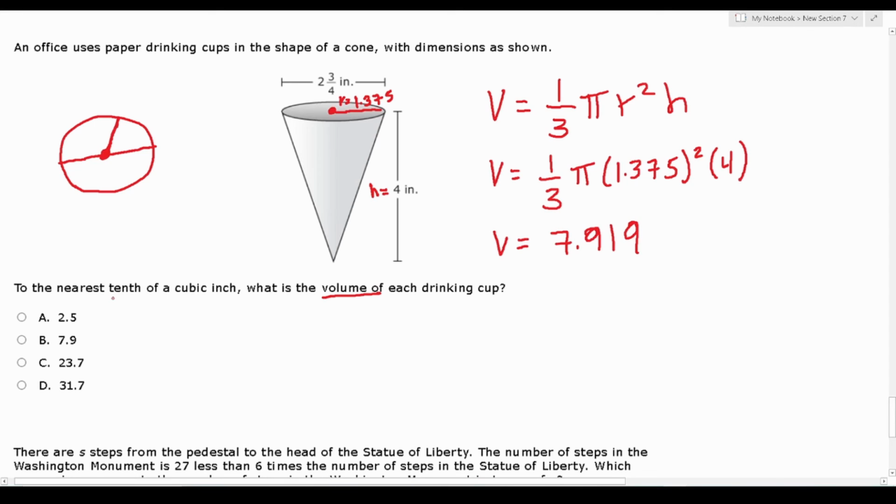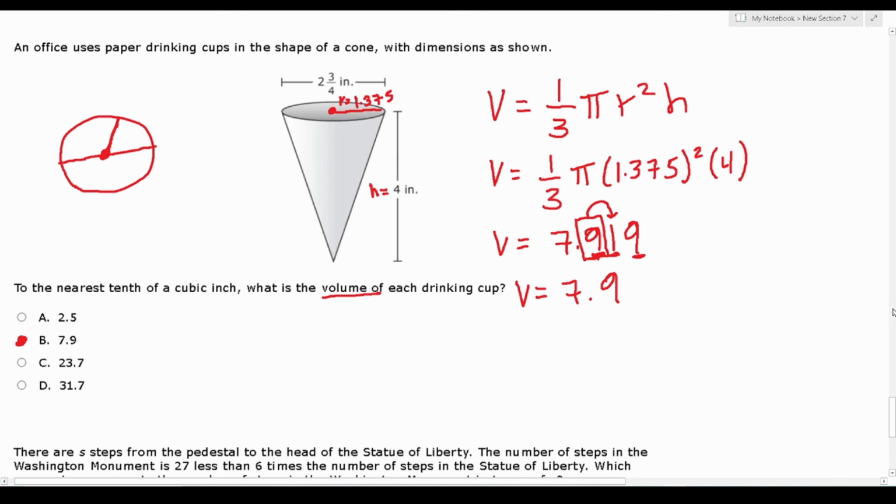It says to round it to the nearest tenth of a cubic inch. So here's our tenths place, hundredths place, thousandths place. We're rounding it to the tenths place, so we're looking at this 9. More specifically, we're looking to the right of the 9. If the number to the right of the 9 is 4 or less, we don't do anything. If it's 5 or greater, we round up. In this case, we can see it's 1, so this is just going to be 7.9. Okay, so the answer to this one is B.